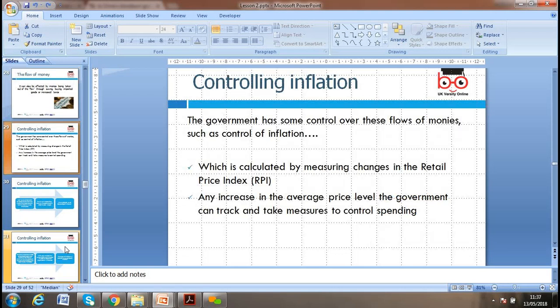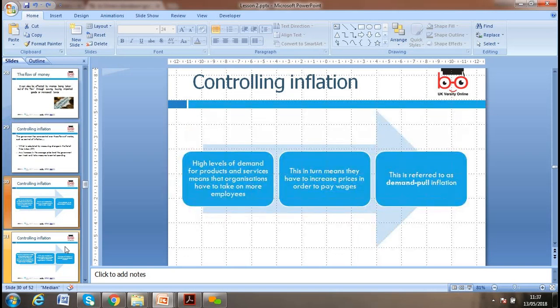Controlling inflation: the government has some control over the flow of money, such as control of inflation, which is calculated by measuring the change in the retail price index. Any increase in the average price index, the government can track and take measures to control spending.